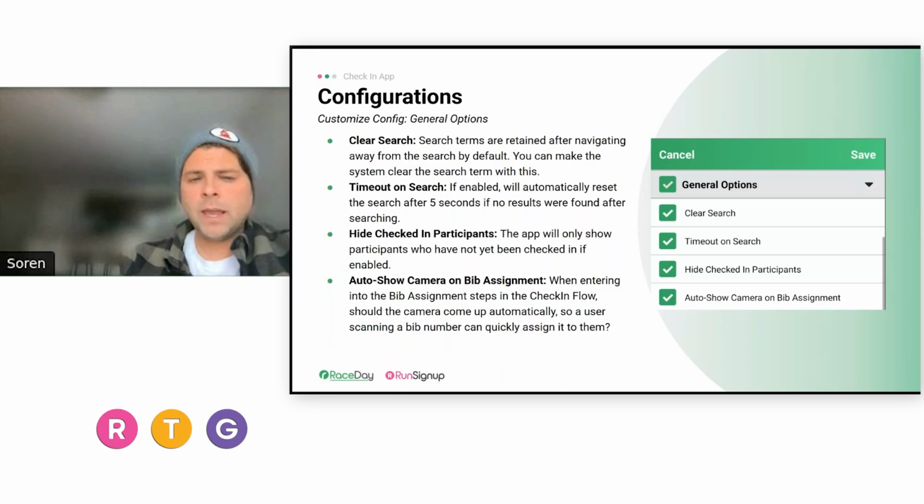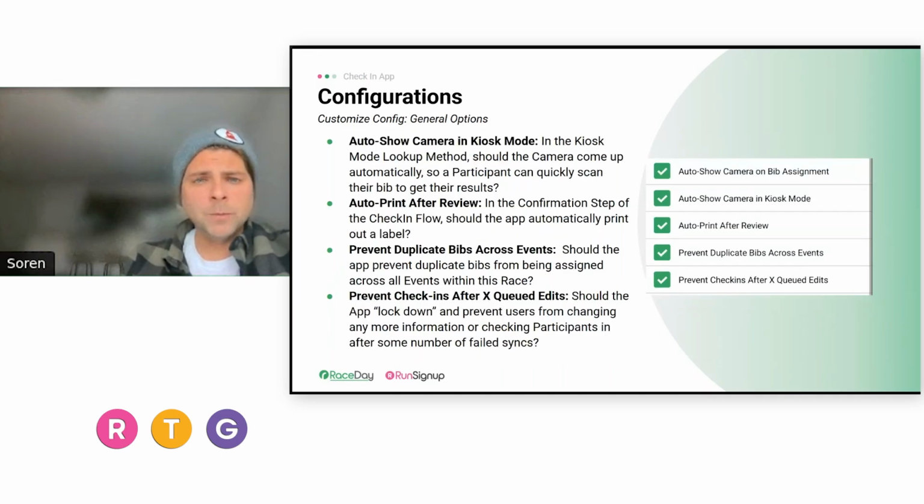And then auto show camera on bib assignment. This is a really useful feature. When you have this enabled, once you enter the bib assignment step of the check-in flow, the camera automatically opens. If you are using QR codes on your bibs to dynamically assign them, this saves a little bit of time, but keep in mind a little bit of time times however many participants being checked in adds up to a pretty significant amount of time and potentially means fewer volunteers required at your packet pickup. Auto show camera in kiosk mode means that in the kiosk mode lookup method, the camera will either come up automatically or not, so a participant can scan their bib to get their results.